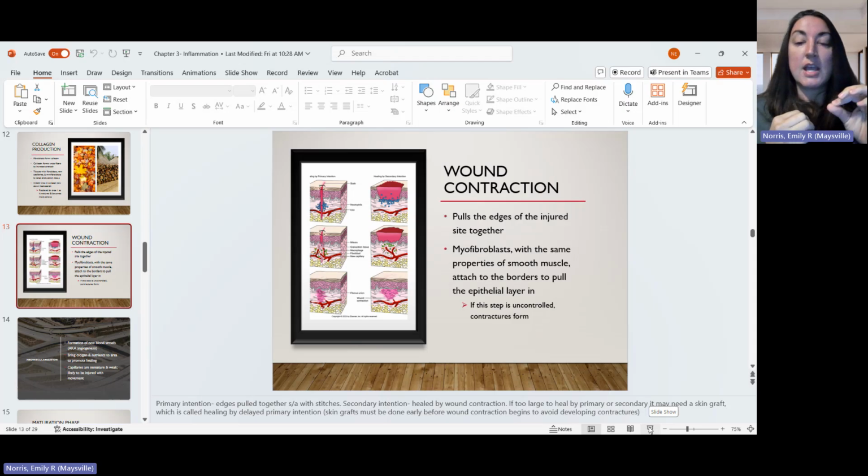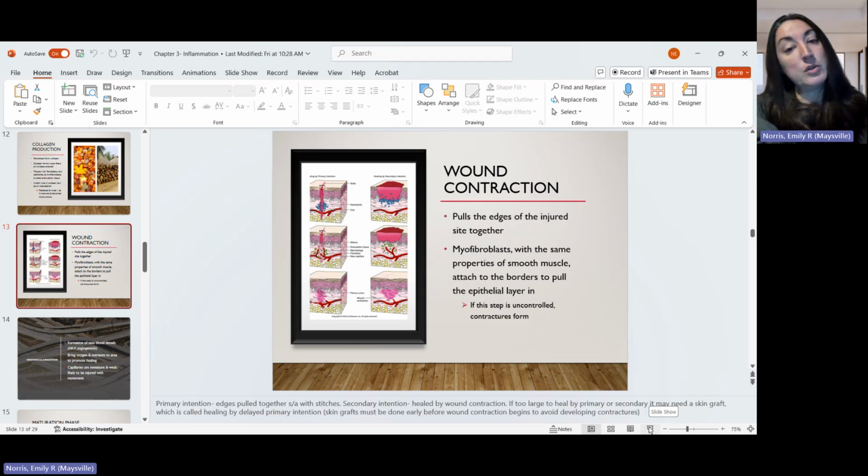Secondary intention is when a wound heals by pulling itself together. So it just creates more and more skin and pulls together. If it becomes out of control, it could pull together too forcefully and cause kind of like dimpling and pulling in of the surrounding skin, which could cause either a contracture or decreased movement.